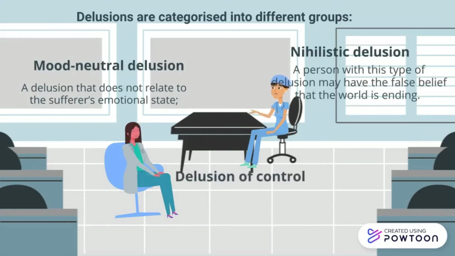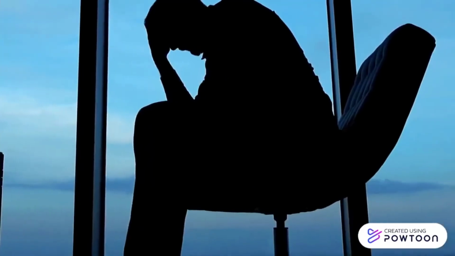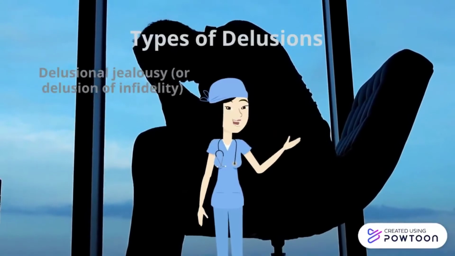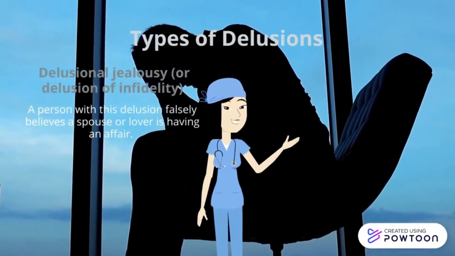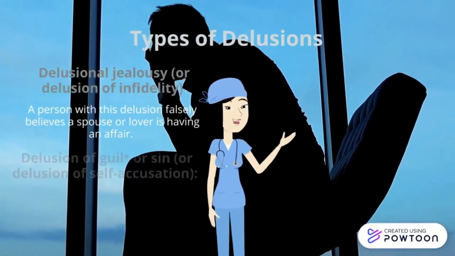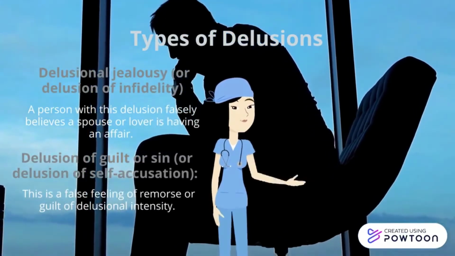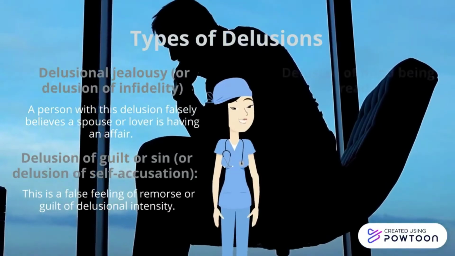Next is delusion of control. This is a false belief that another person, group of people, or external force controls one's thoughts, feelings, impulses, or behavior. Delusional jealousy. A person with this delusion falsely believes a spouse or lover is having an affair. Next is delusion of guilt or sin. This is a false feeling of remorse or guilt of delusional intensity.